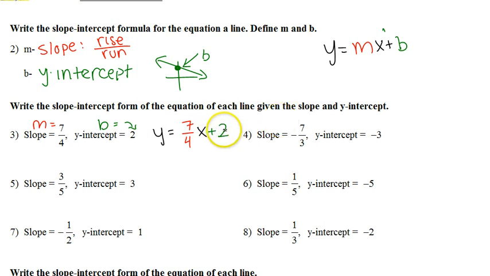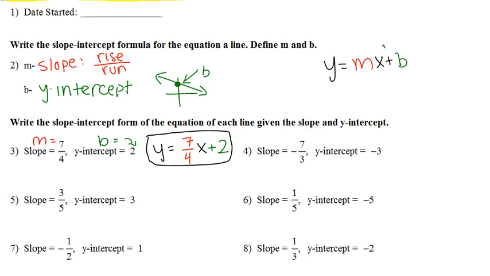The y-intercept is always adding or subtracting here. If it's positive, we add. If it's negative, we subtract. And this is our answer. That's all we have to do on this problem is fill out the template. My slope goes here attached to x. My y-intercept goes out here, adding or subtracting to the slope in x.